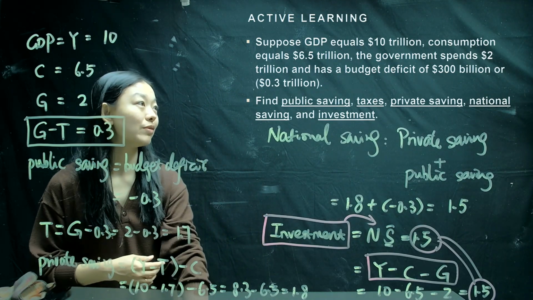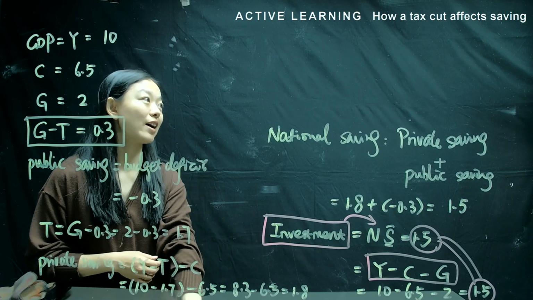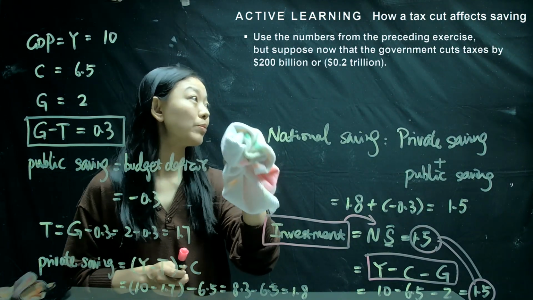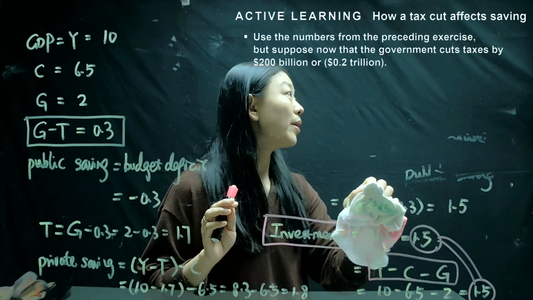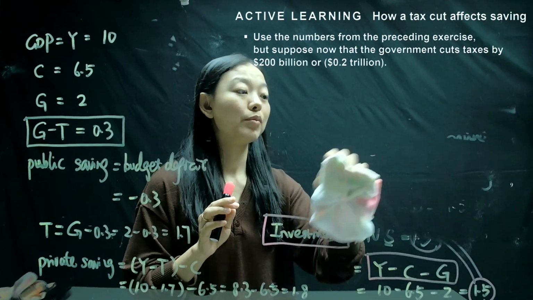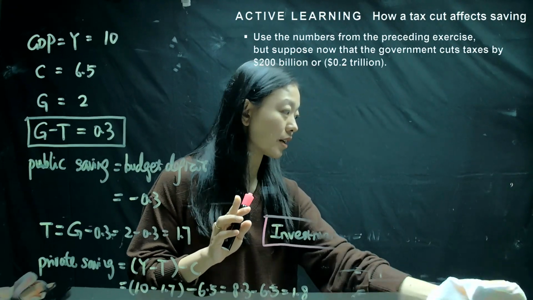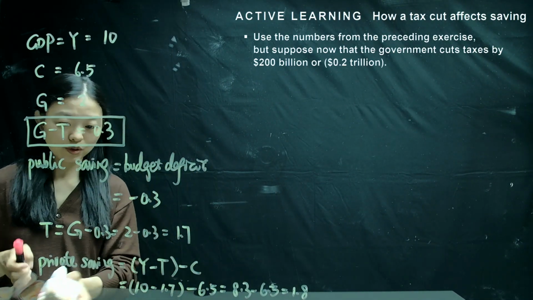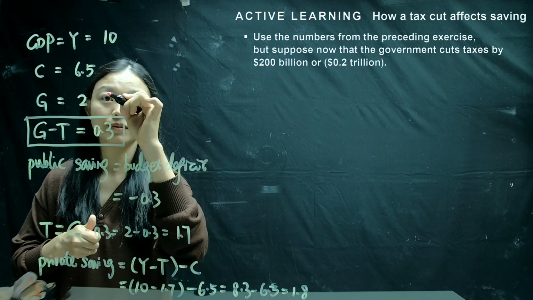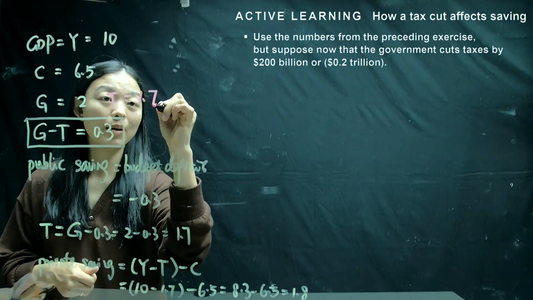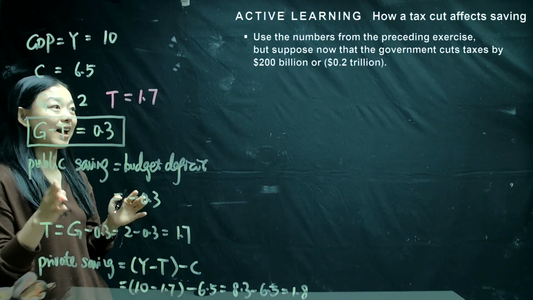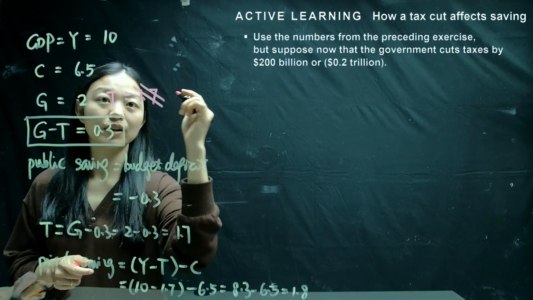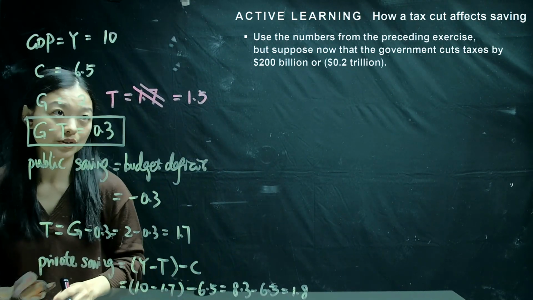Understand? Okay, now let's move on to talk about how a tax cut might affect saving. So let's look at this information. Use the numbers from the previous practice question, okay? But now suppose the government cuts the tax by $0.2 trillion. So this is the government policy. All the other things will still be the same, okay? And then we just need to write it down. Previously, the tax, as we just computed, is 1.7 trillion, right? But now the government cuts the tax by $0.2 trillion, which means the tax is no longer 1.7 trillion. The new tax will equal $1.5 trillion, okay?